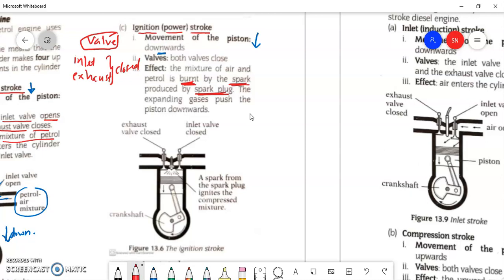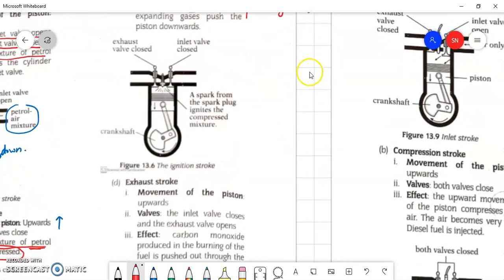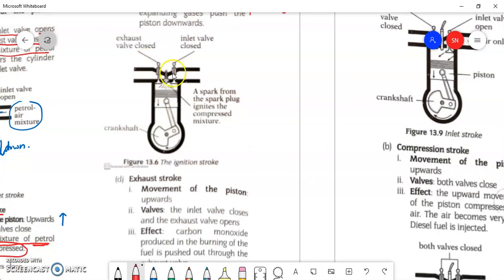So these are important characteristics. Power stroke is where the spark plug ignites. So here the important thing is the spark plug ignites, and the piston moves downwards. You can see here both valves are closed. Spark plug is igniting. Spark plug is here in the middle, between the 2 valves, and the movement of piston is downwards.